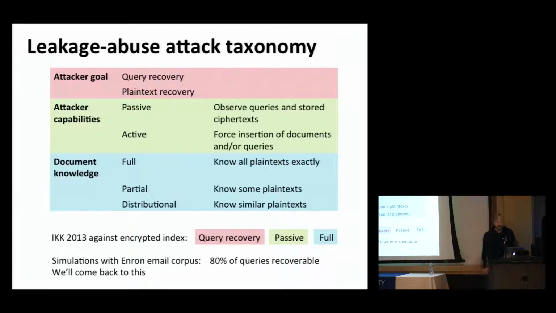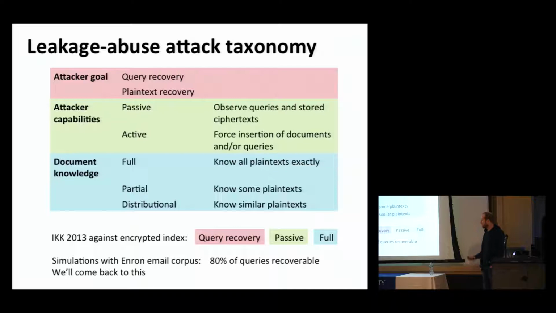So the only prior work in this space that I was aware of is this nice paper by Islam et al. in 2013. They basically looked at one point in this space of possible adversarial settings, which is that of doing query recovery with passive adversaries when they know everything about the target plain texts. And they showed, with some attacks that I'll talk about in a moment, the ability to recover quite a number of queries in this setting. This doesn't seem to us to be the most natural setting. I mean, in particular, you have all of the plain text documents.